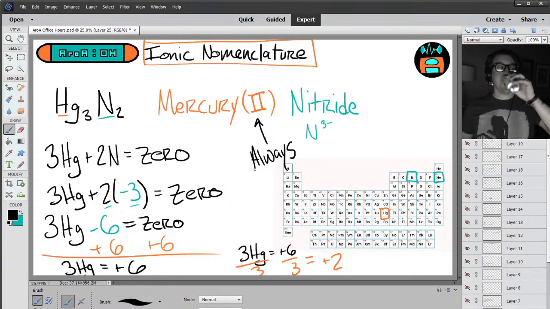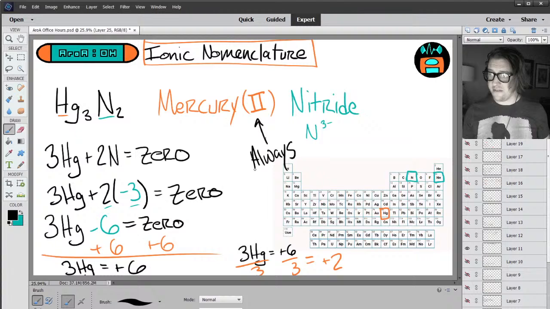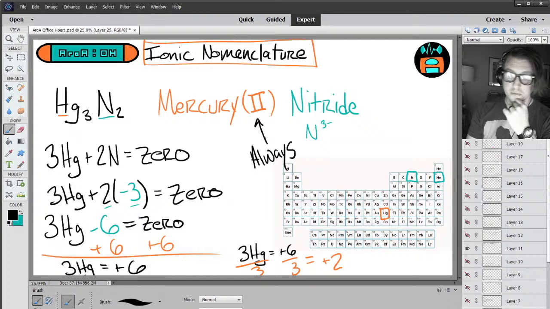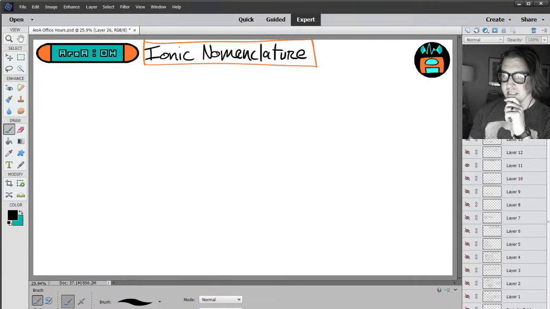Now, there's only one last thing to talk about, and then you will have ionic compounds locked and loaded. And you'll be able to handle any ionic nomenclature that I throw at you. So the last thing that we need to discuss is something called polyatomic ions. And actually, our periodic table can peace out for the moment.